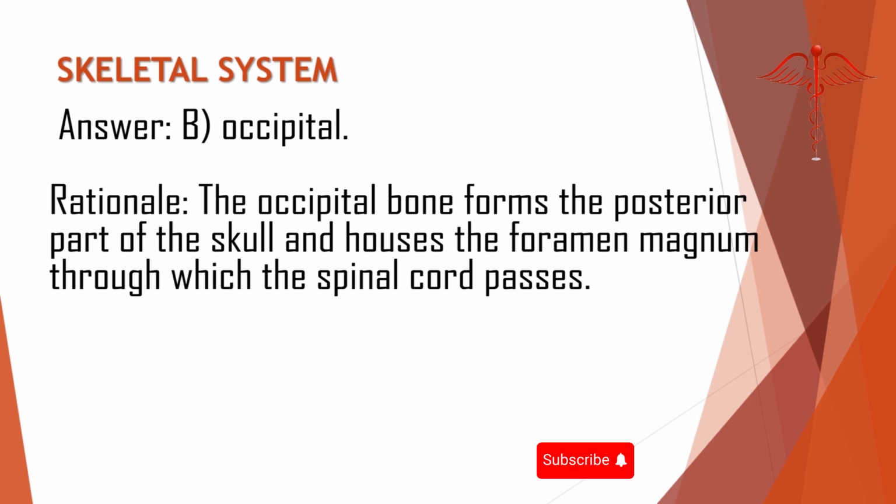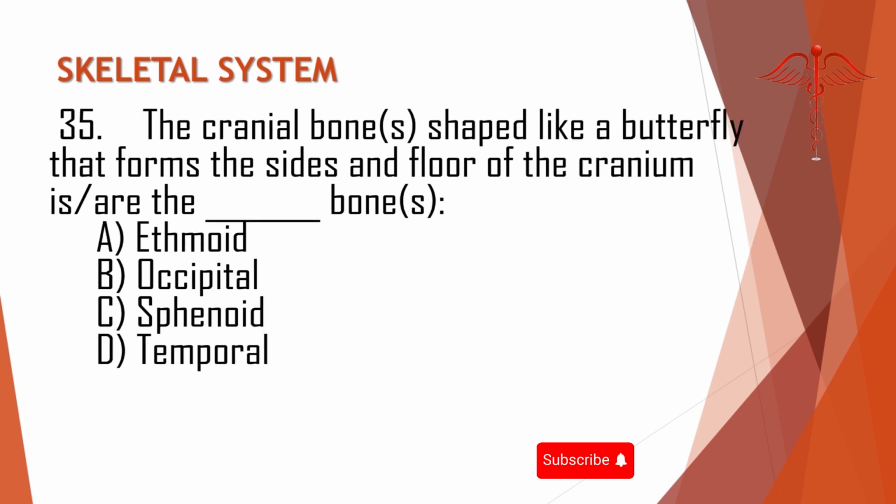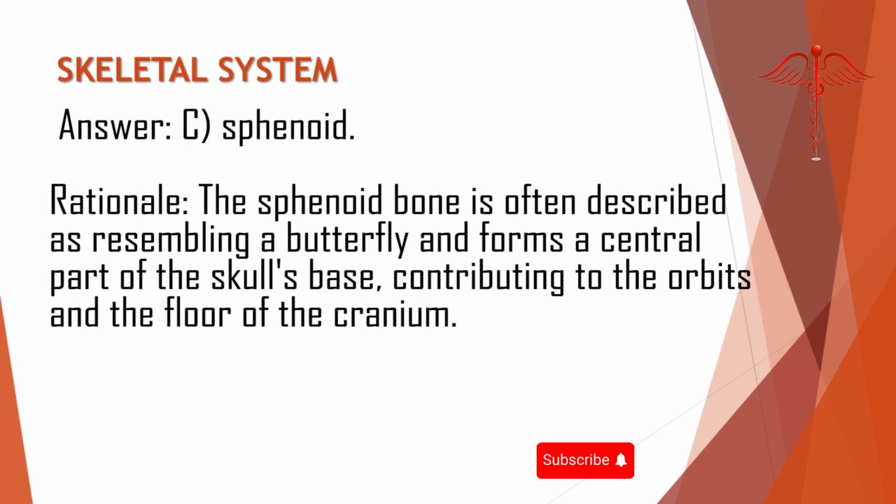spinal cord passes. 35. The cranial bones shaped like a butterfly that form the sides and floor of the cranium are the dash bones. A. Ethmoid. B. Occipital. C. Sphenoid. D. Temporal. Answer: C. Sphenoid. Rationale: the sphenoid bone is often described as resembling a butterfly and forms a central part of the skull's base, contributing to the orbits and the floor of the cranium.